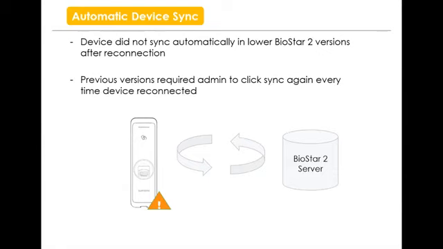However, in previous versions of BioStar 2, even if you synchronized the device with the server, the device ran out of sync once the device lost connection with the server. You could see that the device has lost sync with the server by looking at the yellow caution sign on the corner of the device on the device menu in BioStar 2. In that case, the administrator had to click Sync to synchronize the device with the server again.